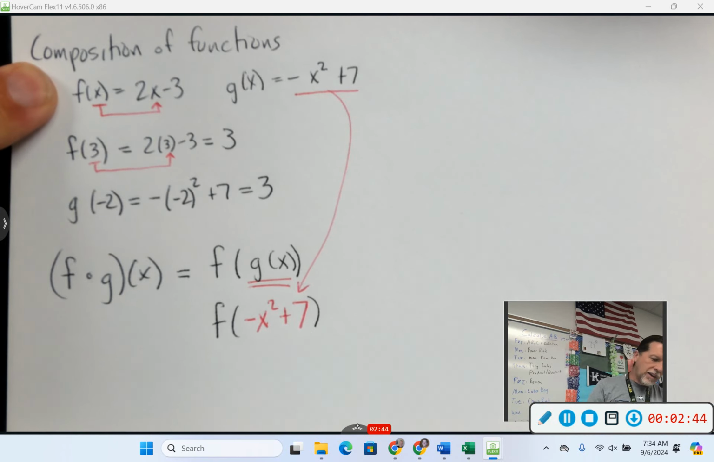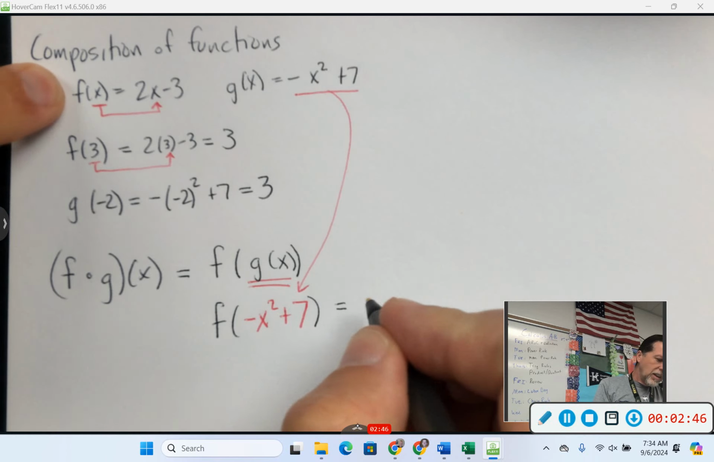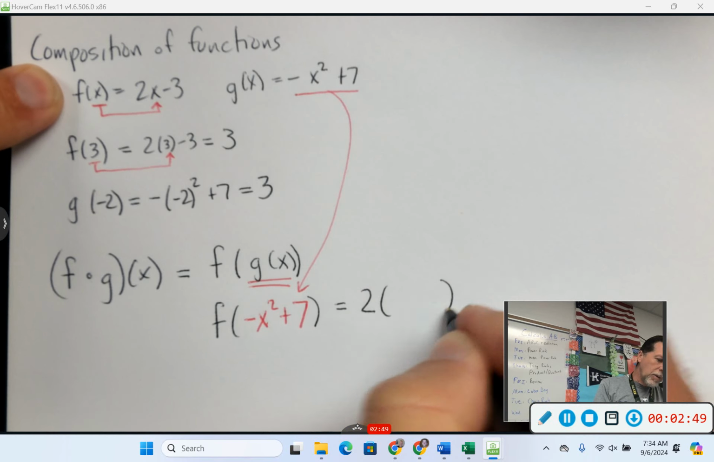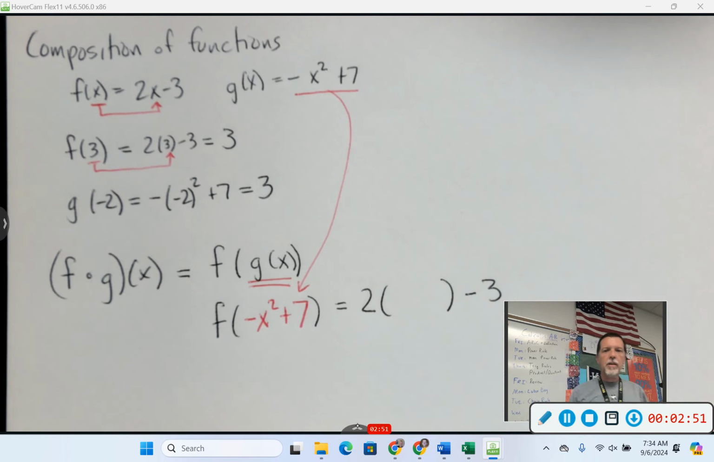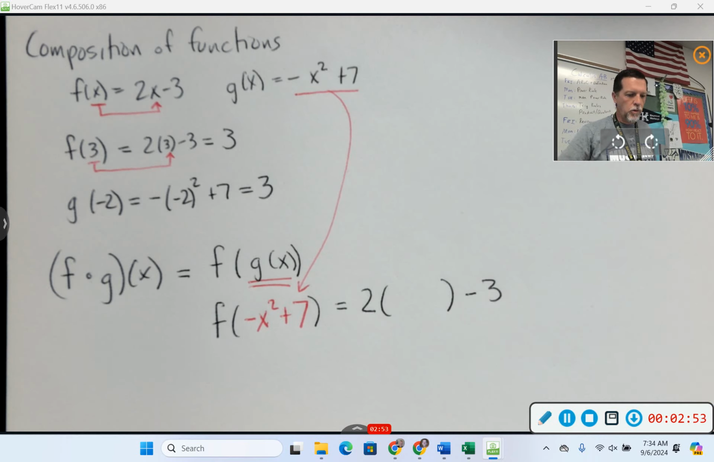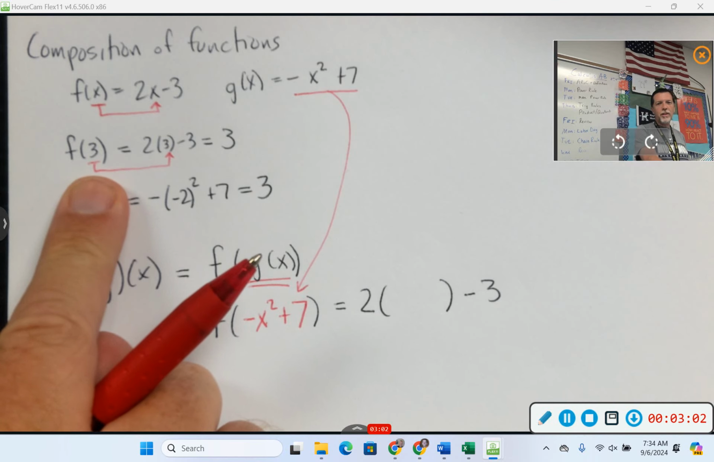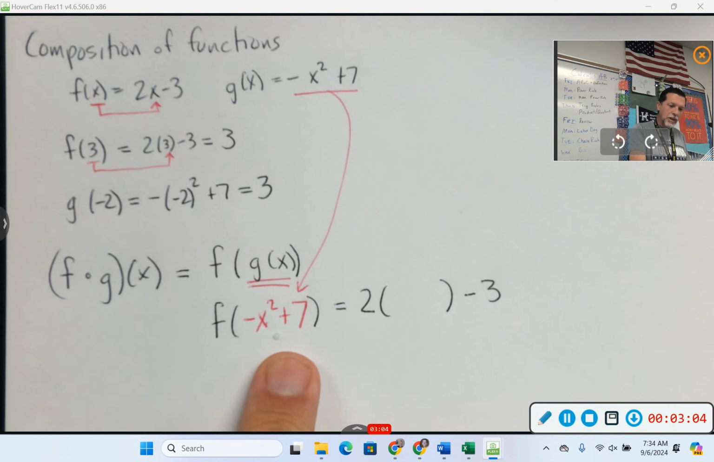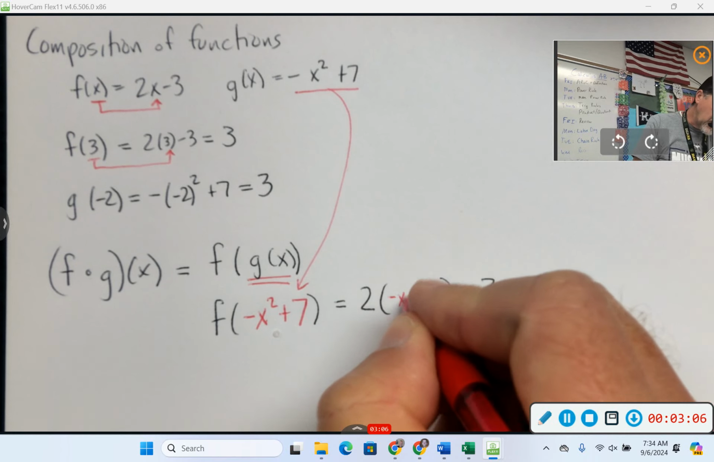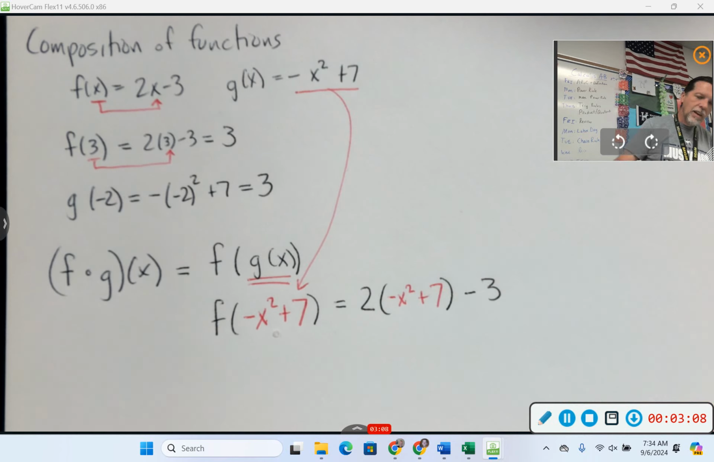So let's look back at our f function. The f function is 2 times the input minus 3. That's what the f function tells us to do. So our input, the first problem we just plugged in 3, no big deal. This time we're going to plug in negative x squared plus 7. And I mean, it's easy from here, distribute, combine like terms, whatever.